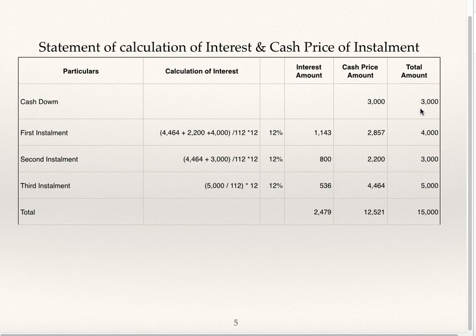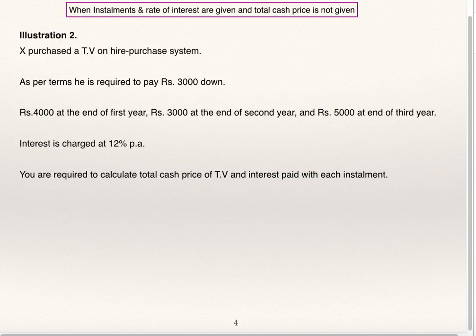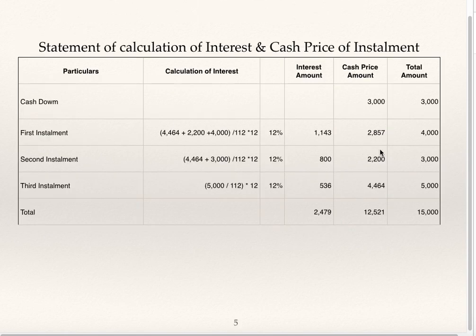Now installments are: first installment is 4000, second installment is 3000, third installment is 5000. Again we'll see: 4000 at the end of first year, 3000 at the end of second year, 5000 at the end of third year. Cash down, then first installment, second installment, third installment. Cash price is not given, so we'll start from the end.